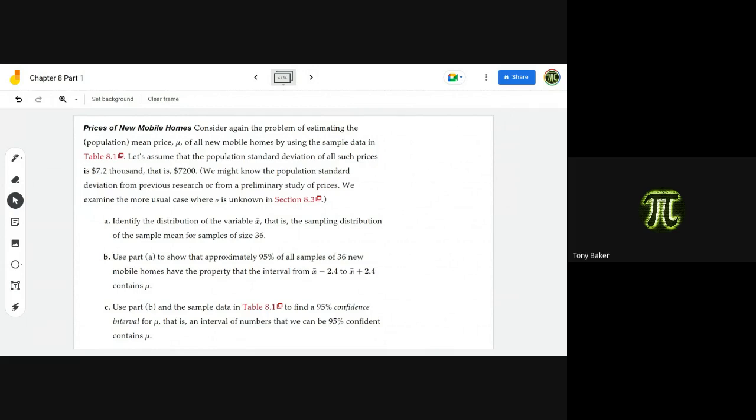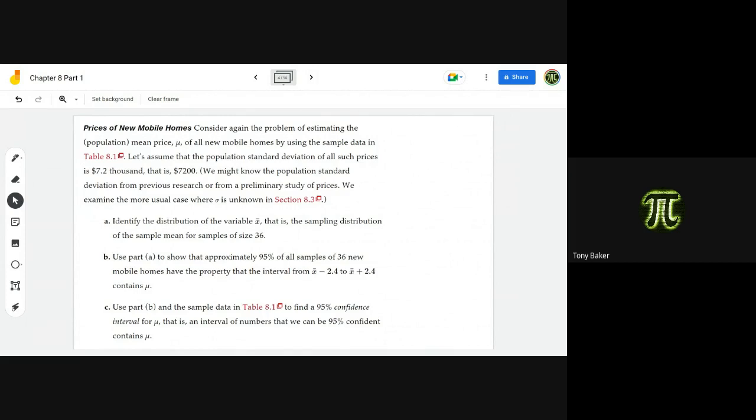So we're starting off with, well, now we don't have the mean. And then we'll move into, well, what happens if we don't have the standard deviation either? So how do we figure these things out? For this one, let's assume we had a standard deviation of $7,200. So 7.2 thousand.